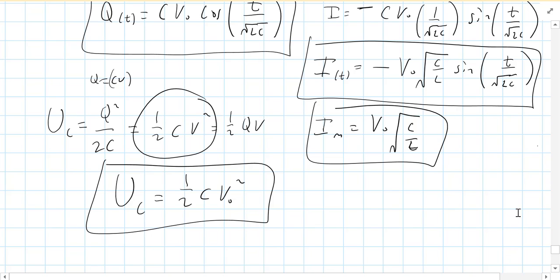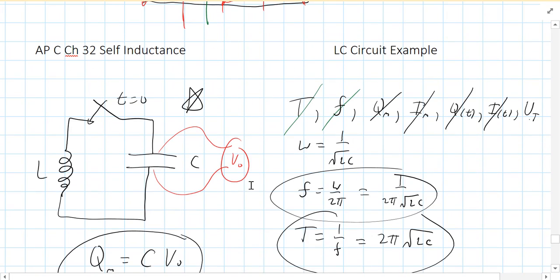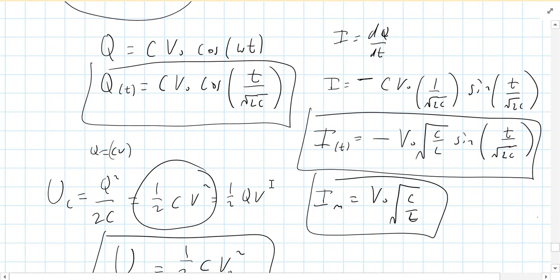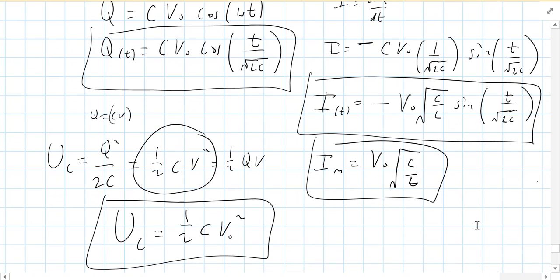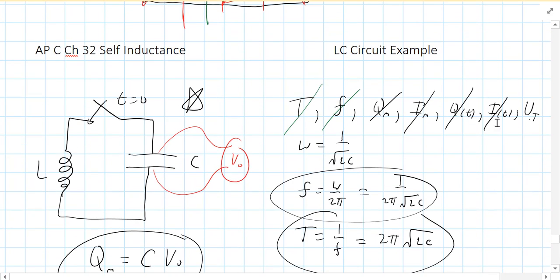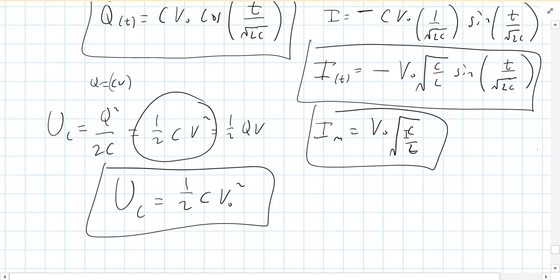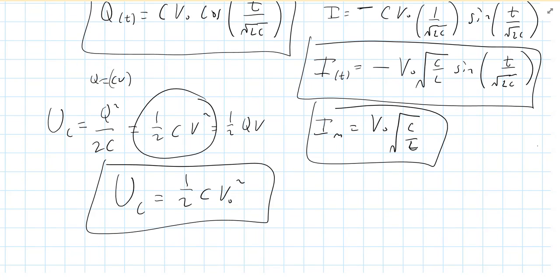So there's an example of determining different things about an LC circuit. By the way, for a lot of these things, there are several other ways you could have approached them. This is just one example of how to approach these answers. There are probably several ways to get some of these answers, and that's fine. I hope you found that video helpful, and thank you very much.